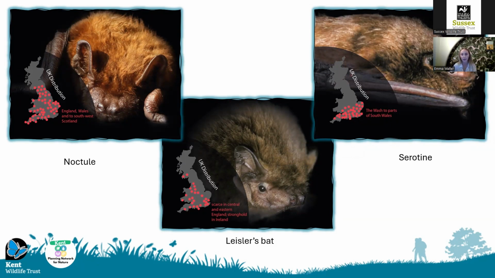So they look very similar to Leisler's bat, but their main difference is the size of their forearms, of noctules being larger, and that the noctule has shorter velvet-like fur compared to Leisler's bat, which has longer, thicker fur. Leisler's bat can also be found roosting in both trees and buildings, compared to noctules, which roost almost exclusively in trees, often found in woodpecker holes.